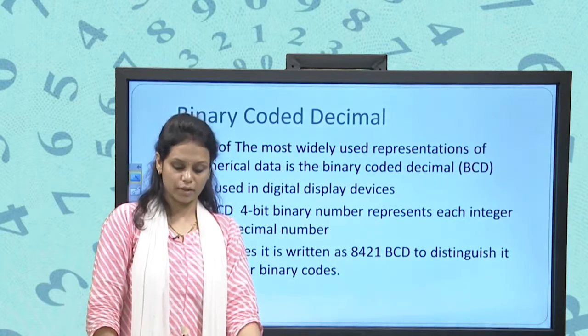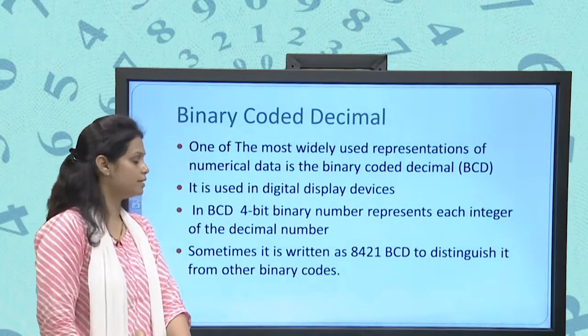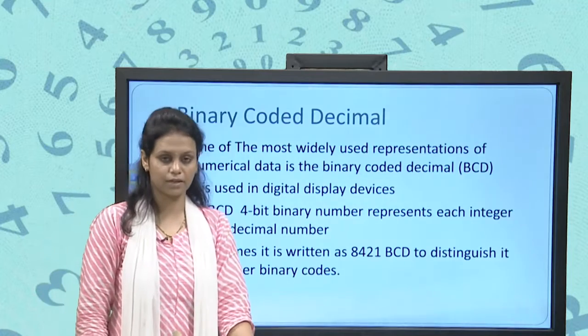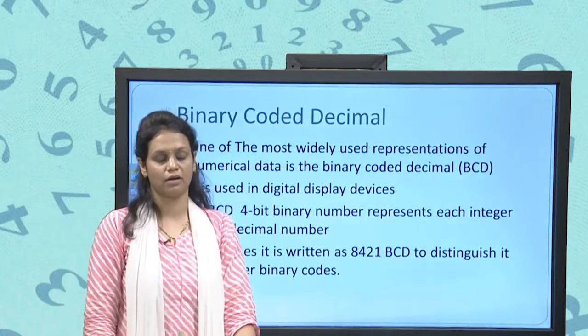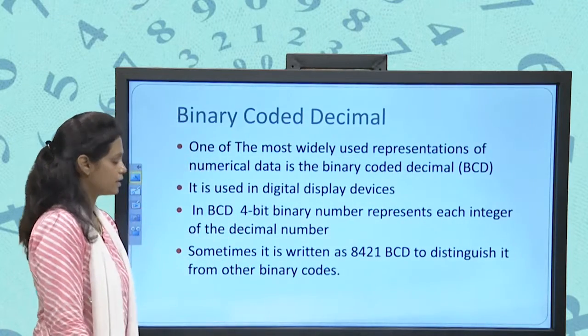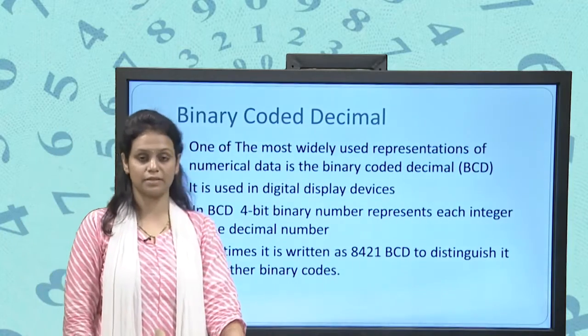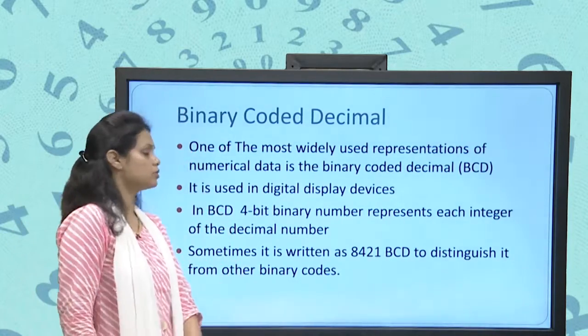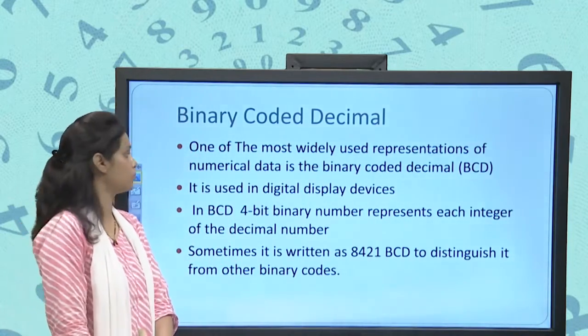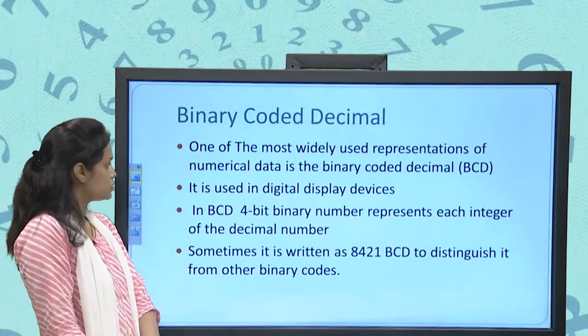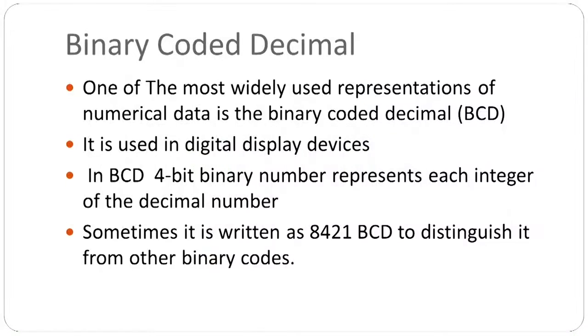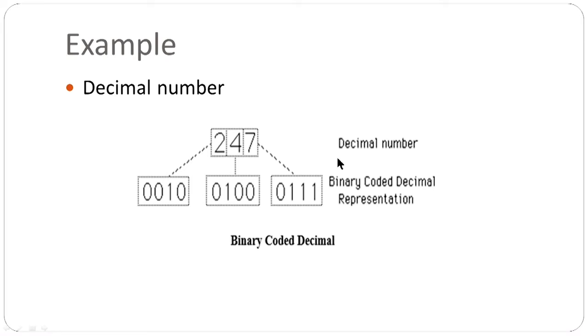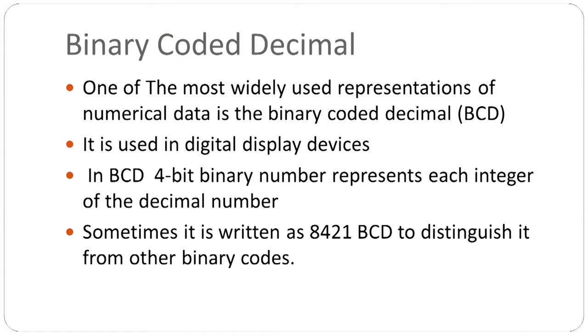Now in today's lecture we will start the next type of number, that is the binary coded decimal, right. Now see, what is the binary coded decimal and what is the use of the binary coded decimal? So we will start the binary coded decimal. Okay. One of the most widely used representations of numeric data is the binary coded decimal. Now where is it used? Binary coded decimal is normally used in digital display devices.